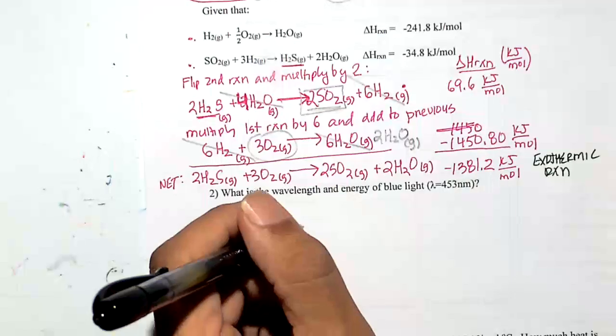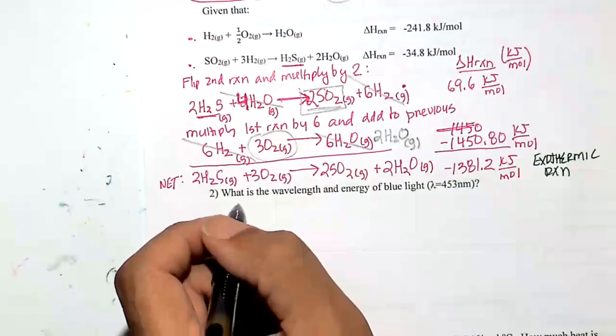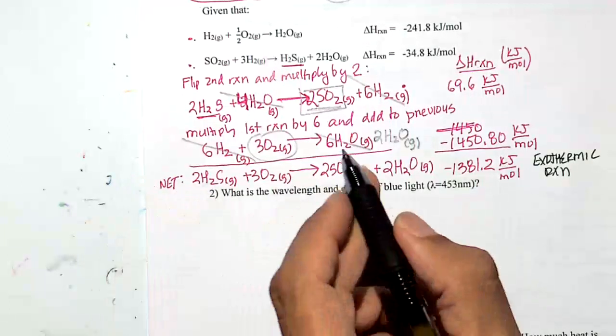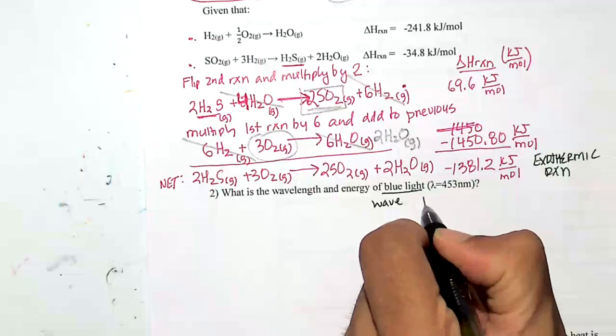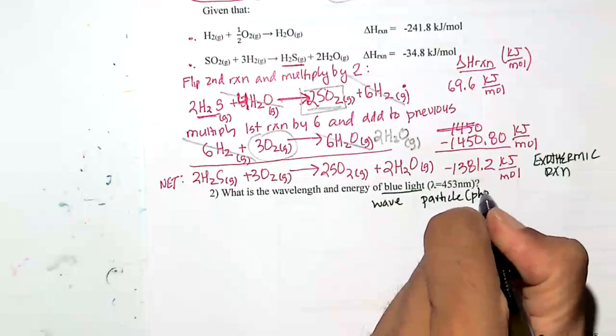So you're going to follow the same pipeline. This is a Chapter 7 question, when we were talking about electron configuration and quanta. What is the wavelength and energy of blue light? Blue light can be a wave, and it can be a particle. That particle is called a photon.